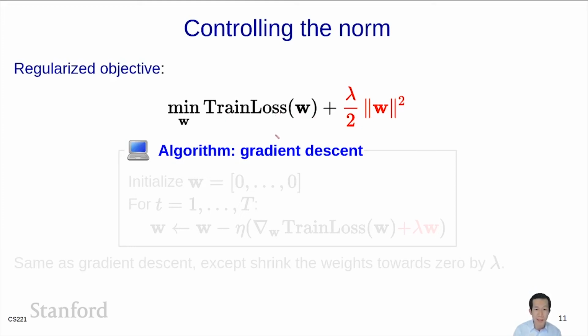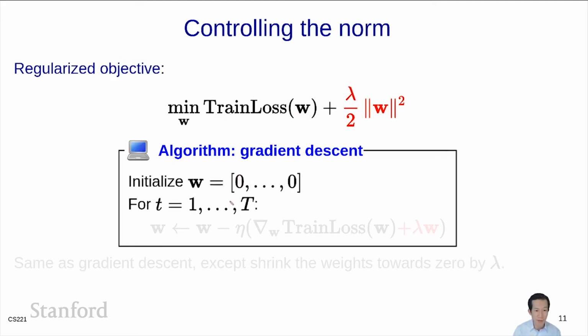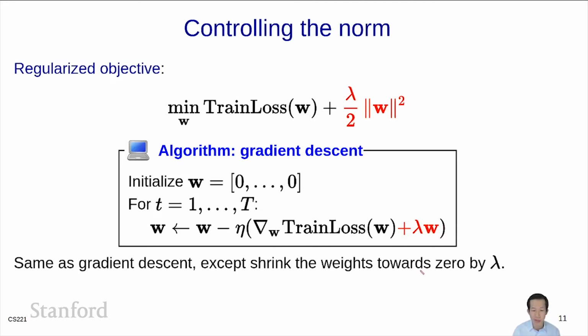So if we look at what gradient descent does to this objective, we can interpret it as follows. Gradient descent, remember, initializes weights, iterates over t, and performs an update. The update is w minus eta, the step size, times the gradient of the training loss. And now we take the gradient of this penalty, which is just lambda times w. So remember, we're subtracting eta times that. So if w is, let's say, 10, 10, then we're going to subtract that vector and move the weights closer to 0 by an amount that depends on lambda.